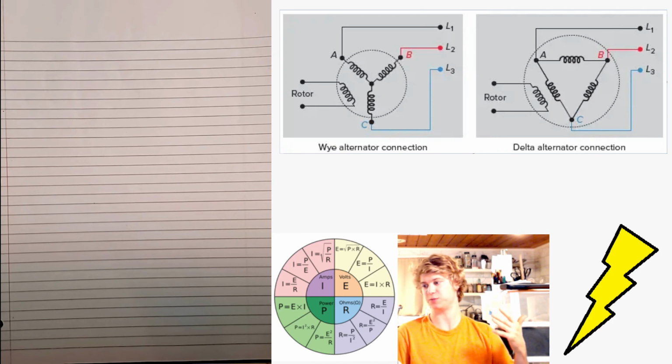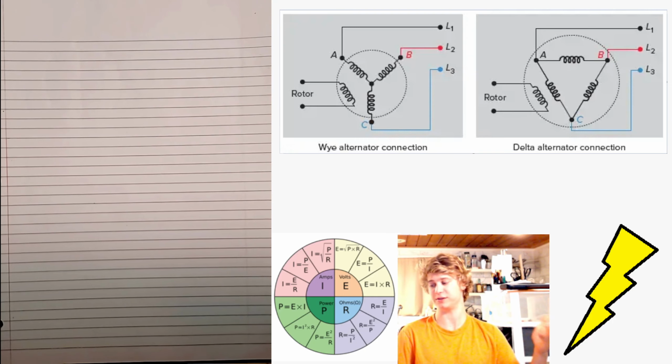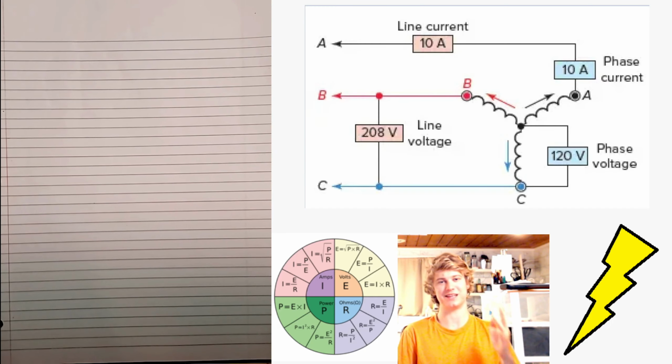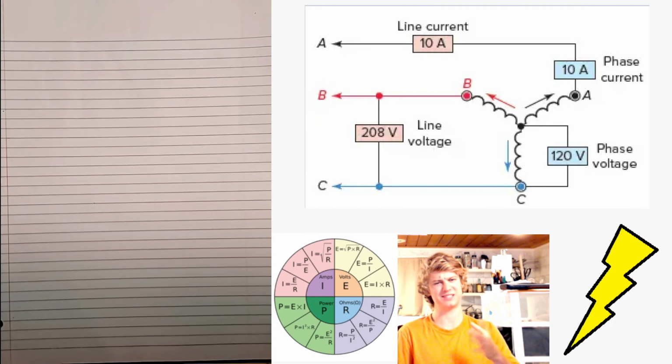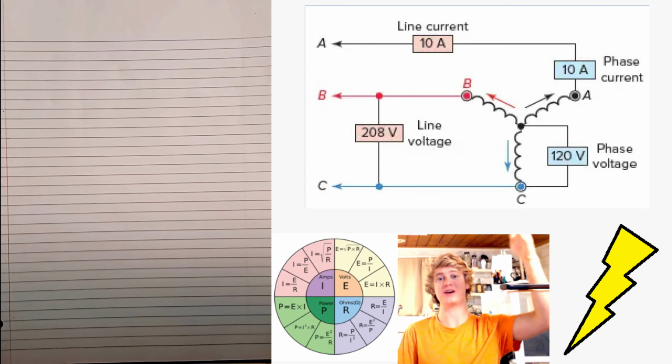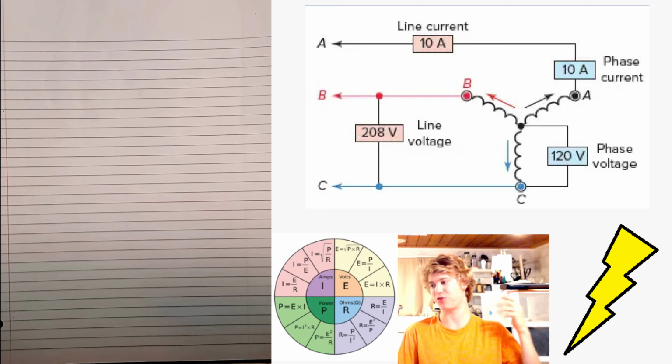A Y connection is made by connecting one end of each of the 3-phase alternator windings together. Okay, so now we're going to look at the voltages and currents in a Y-connected configuration. Okay, and how this is labeled is accurate. It may seem a little weird at first if you're analyzing it. So first of all, the voltages across and the current through a single winding or a phase is known as the phase voltage and the phase current.